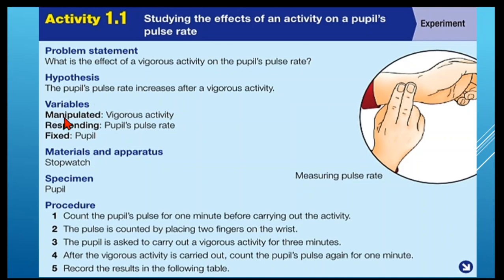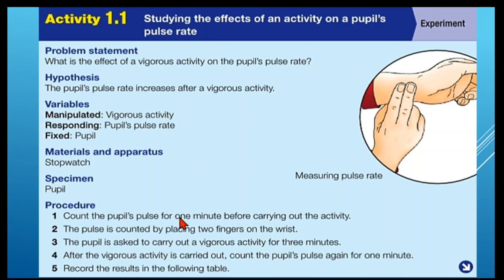Okay, variables, we have manipulated, responding and fixed. Manipulated dia adalah vigorous activity lah, sama ada dia buat itu activity, vigorous activity ataupun tidak. And then responding dia adalah dia punya pulse rate lah. And then fixed dia pupil dia. Okay, and then material and apparatus, stopwatch, specimen dia, pelajar lah. Okay, procedure, counts the pupil's pulse for 1 minute before carrying out the activity. Sebelum carry out the activity, kena count dulu dia punya pulse.